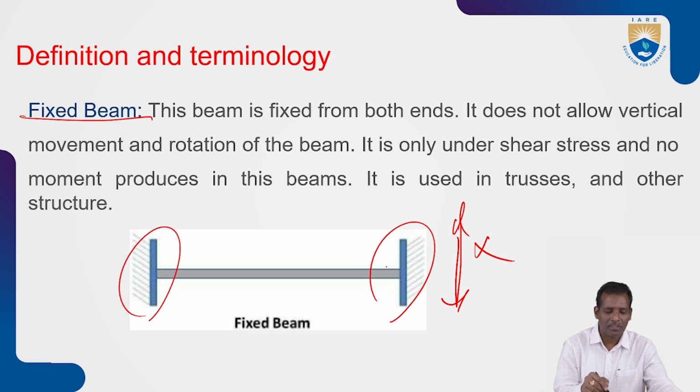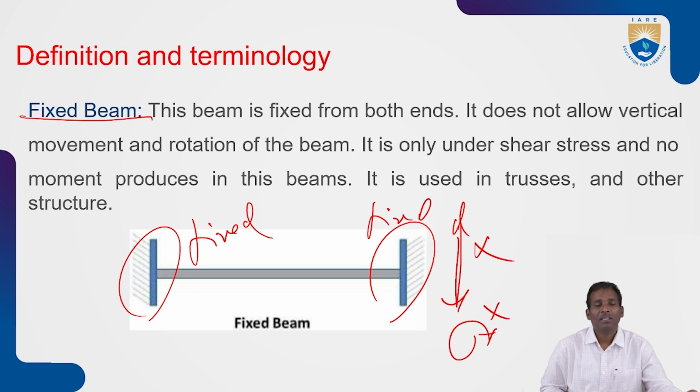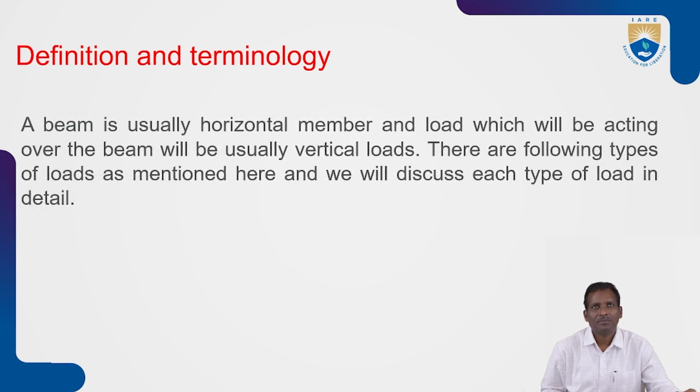This one also fixed and this one also fixed. Both sides are restrained. There is no motion. There is no translation. Not allow vertical movement, and rotation also. Rotation also not possible. Generally, these types of beams are used in trusses and other structures.